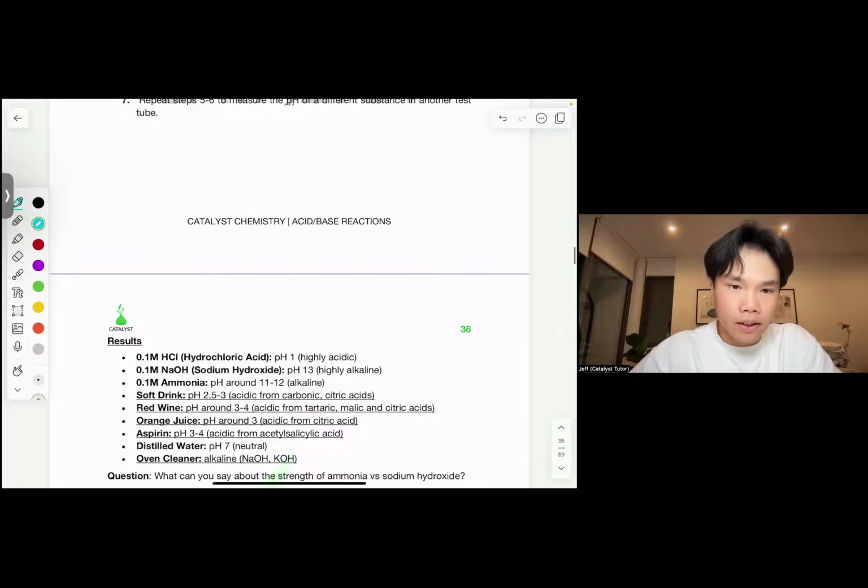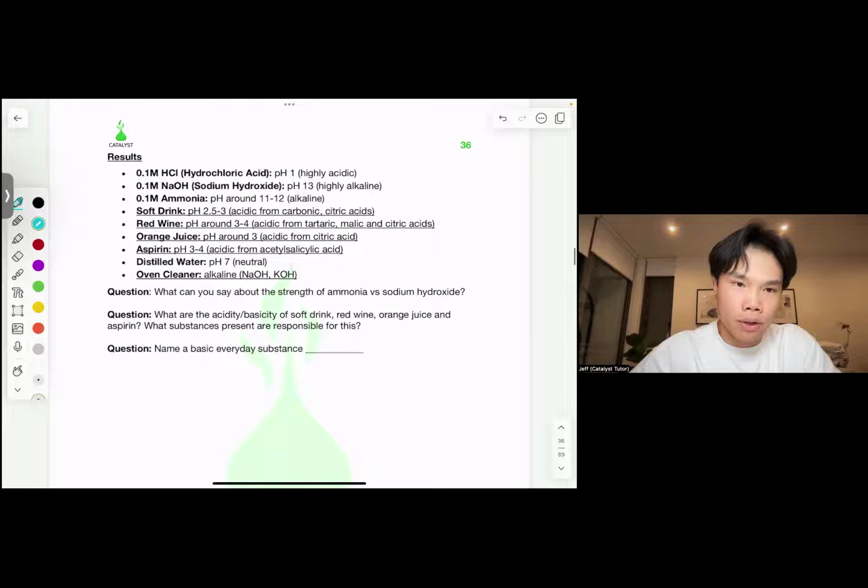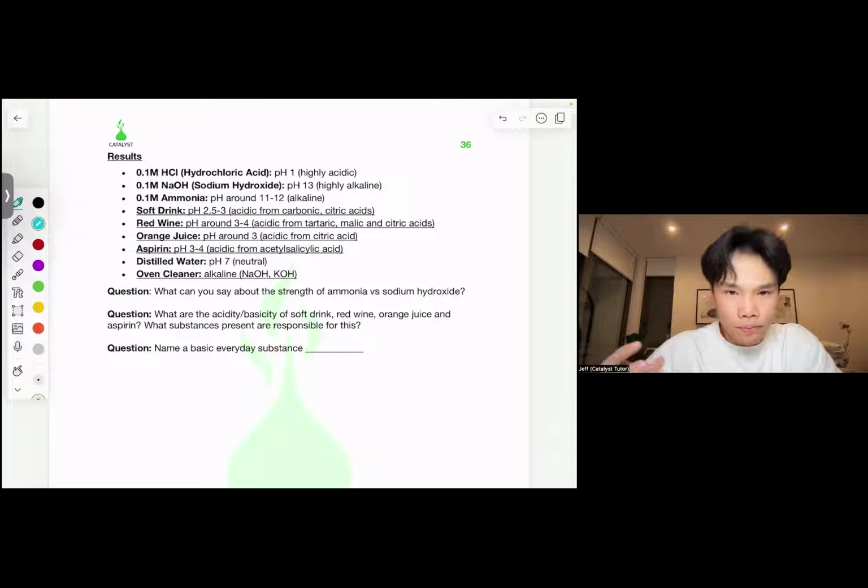Okay. Some household substances and their pHs. Soft drink, red wine, orange juice, and aspirin are the 4 syllabus listed ones. Like there's a medicine that's listed. So these are all acids: soft drink having citric acid, red wine having tartaric, malic, and citric. Orange juice has citric acid, and aspirin is acetylsalicylic acid. So they're all acids that have a pH of less than 7.